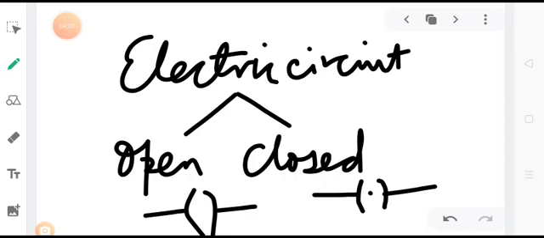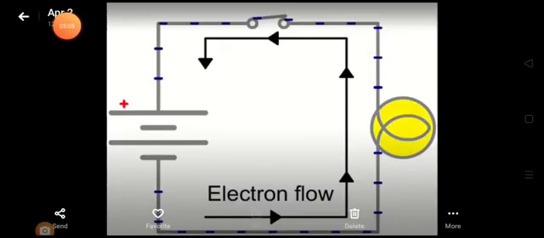Now I would like to show you one picture so that this concept of open and closed circuit becomes clear to you. Check this picture. You can see the switch is being put in on and off state alternately, and accordingly the bulb glows when the switch is pressed on, and it is switched off as soon as the switch is put in the off state. So when the bulb glows, the circuit is closed, and when the bulb does not glow, the circuit is open. Understood?